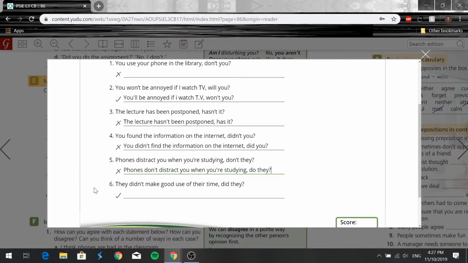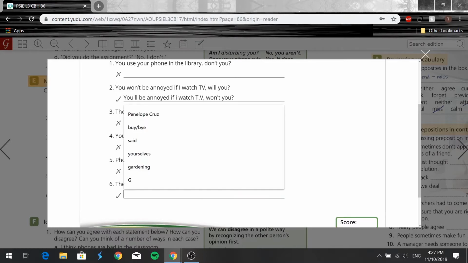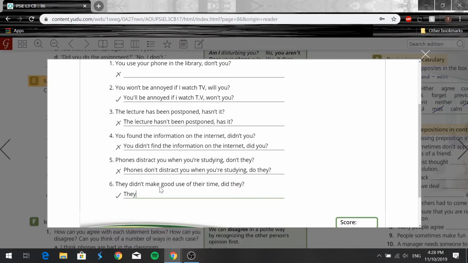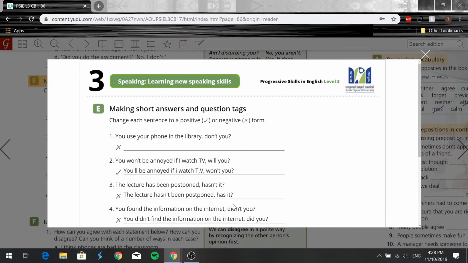6, they didn't make good use of their time, did they? So I want to change that to a positive sentence, so I'll say they made good use of their time, didn't they? I messed it up here. Okay, my bad. Didn't they? Okay, so let's go again.